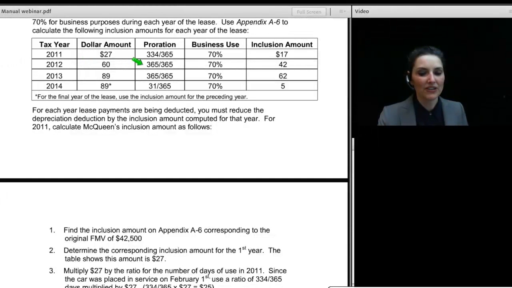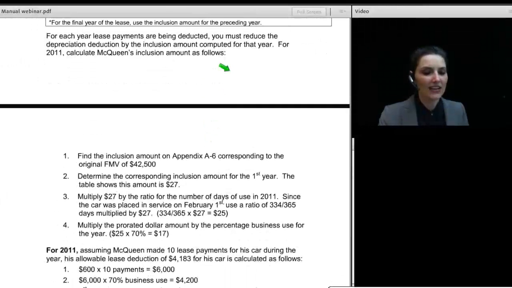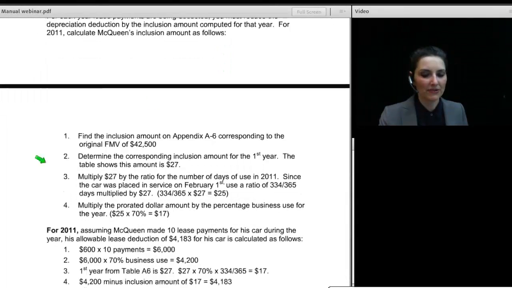All right. Then for 2012, the dollar amount from the tables is $60. It'll be a full year, so we just multiply that by 70%. We get $42 as an inclusion amount for 2012. In 2013, the inclusion amount is $89. Multiplied by 70% gives us $62. And for 2014, the inclusion amount is the same as for the preceding year, $89. But it's only going to be used for 31 out of 365 days, so the inclusion amount comes out at $5.